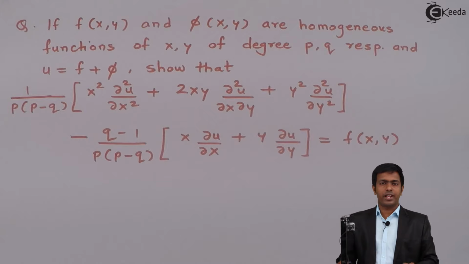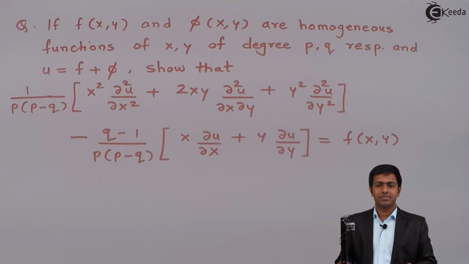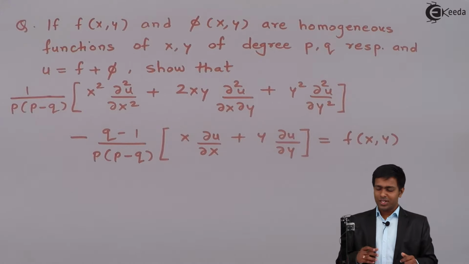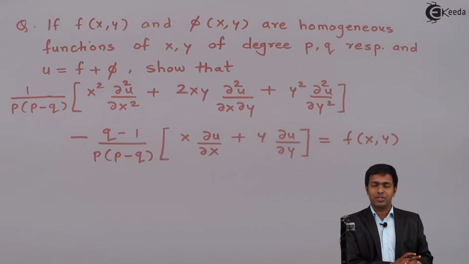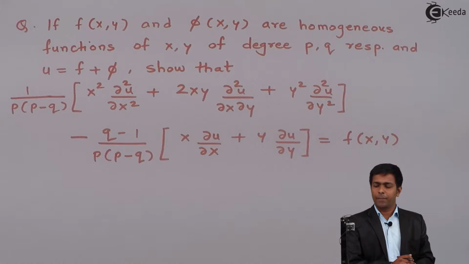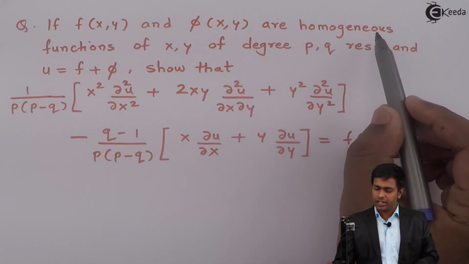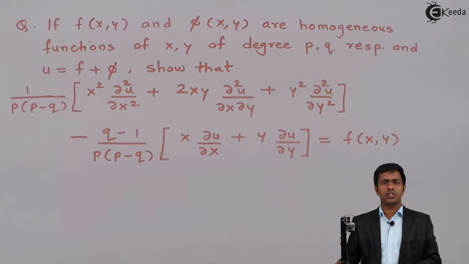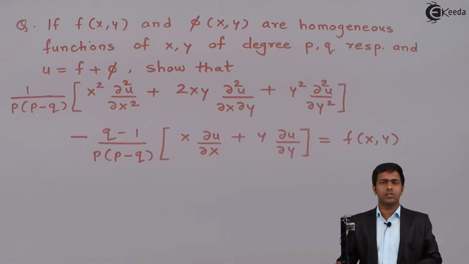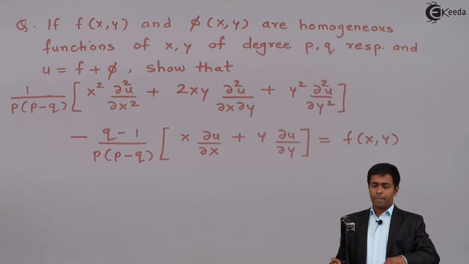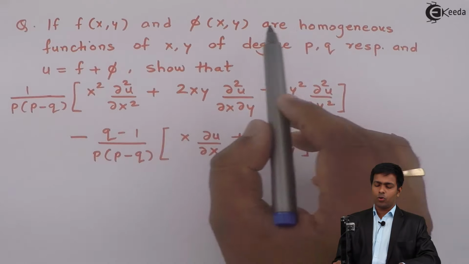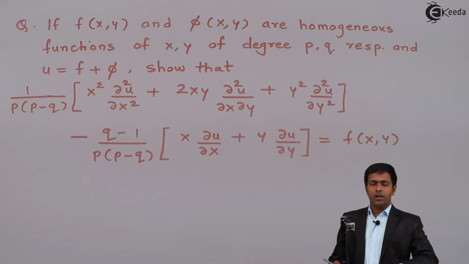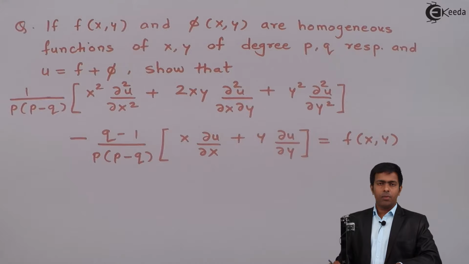So it's a very small question, is it? No. The number of terms is more, and hence to solve this we are going to use a shortcut method, which is obviously by using Euler's theorem, because here in the question it is given that the given functions are homogeneous functions, and for all homogeneous functions we can apply Euler's theorem. So since these two functions are homogeneous functions, we'll apply Euler's theorem for both of them.